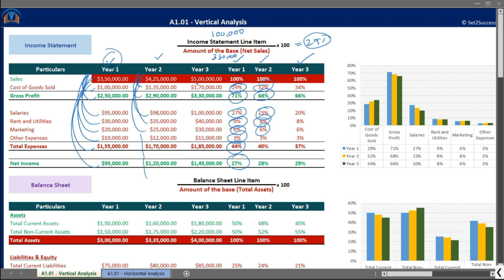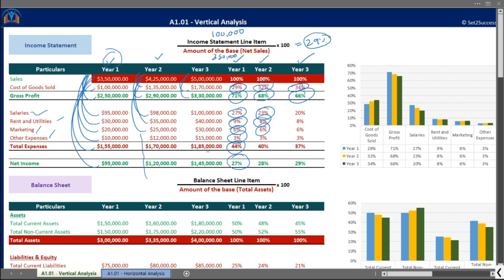For year 3 it's the same thing. The income statement line item, which is cost of goods sold, will be divided by 500,000 into 100. We get 34%. 330,000 by 500,000 into 100, we get 66%. So this you can do it for salaries, rent and utilities, marketing and other expenses. Let us now do it for total expenses.